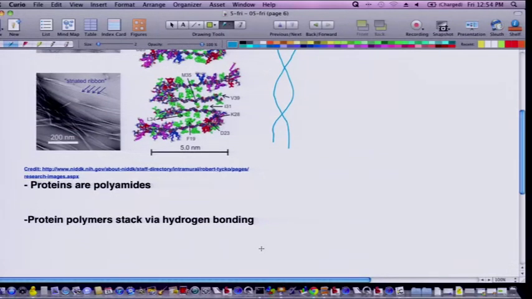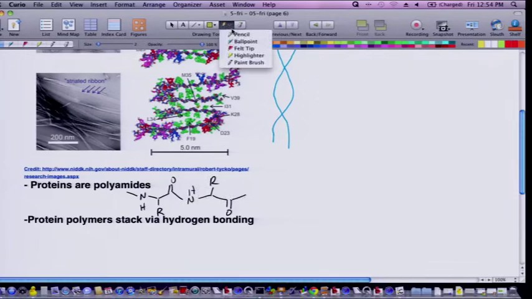Again, proteins are polyamides. Proteins have this structure here. And these R groups represent different functional groups for different amino acids. But in any case, there's a repeating unit of a polymer, a protein polymer, and here's that amide bond that forms between adjacent amino acids. So that is in essence used to build the structures of proteins.